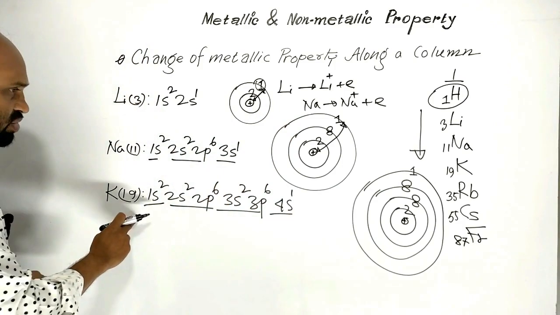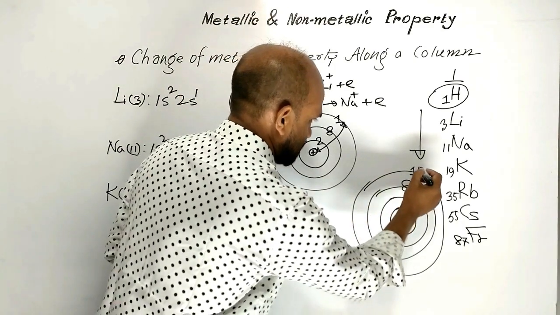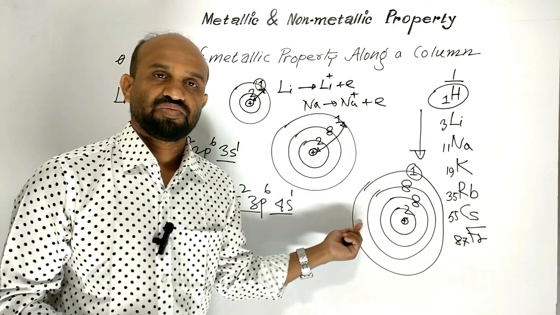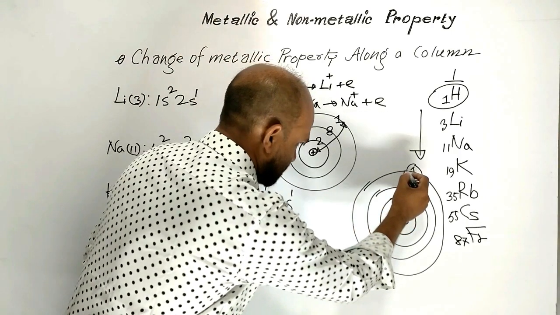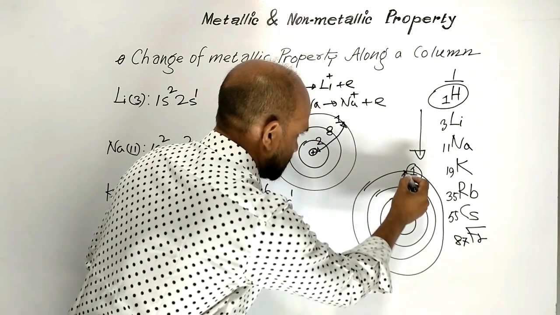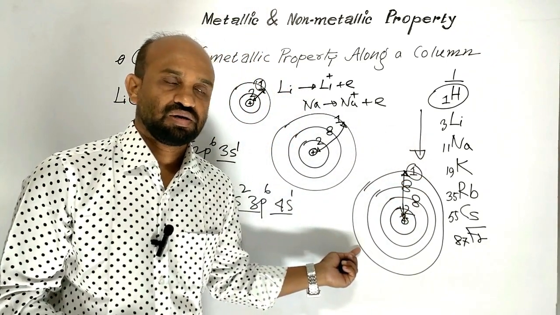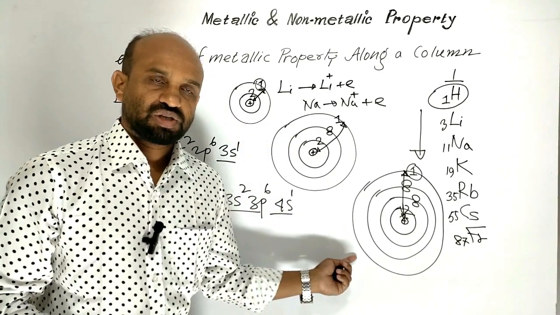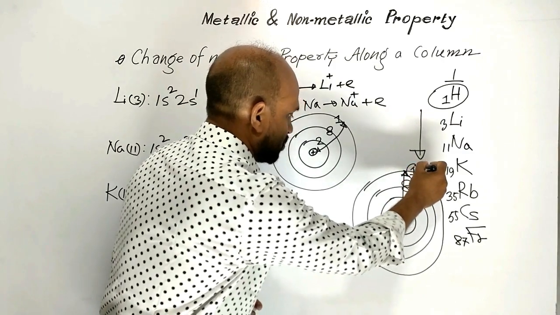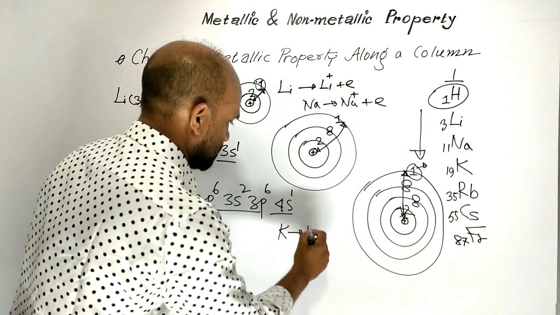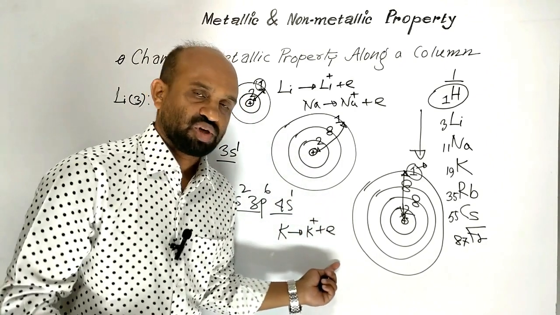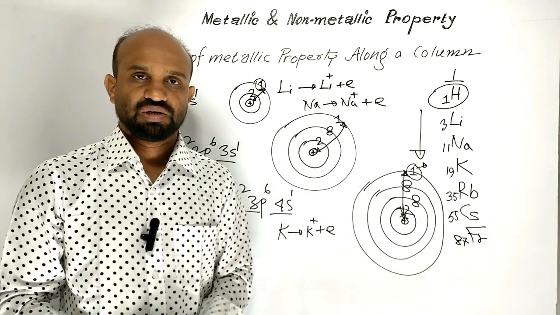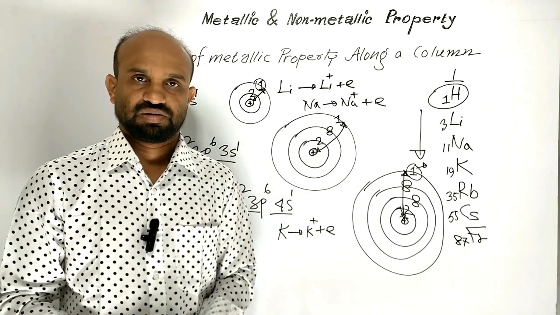Now let's see about potassium. We see that the outermost shell electron in potassium is residing in the fourth level. So here the distance is greater than sodium and then lithium. So potassium can donate these electrons more easily, because here the outermost shell electron is loosely bonded to the nucleus because of the longer distance.